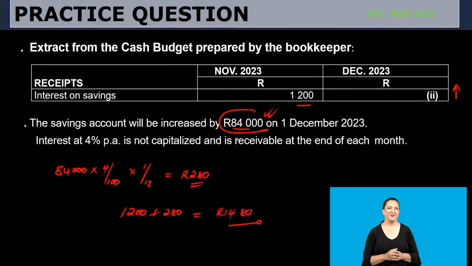So the examiner can do this with the savings or even a loan that we've acquired, a new loan. At times they say we've repaid a loan. It's more or less the same principle. Let us now move on to the next question.